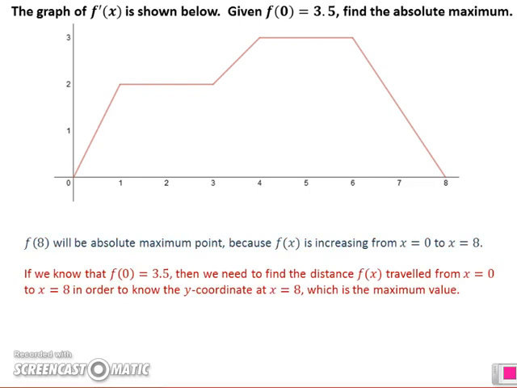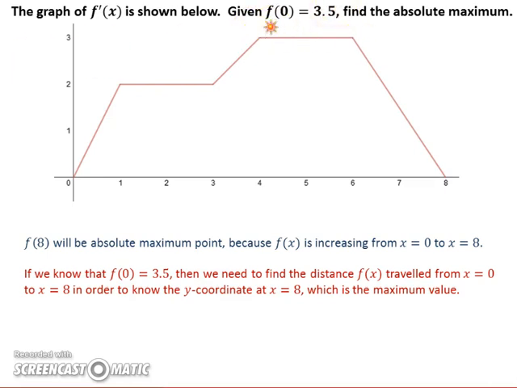So if you know that f of 0 is 3.5, we need to figure out the distance traveled from 0 to 8, so we can figure out the y-coordinate at x equals 8, because that's the maximum value. We have a starting point. We actually know what the starting point is.